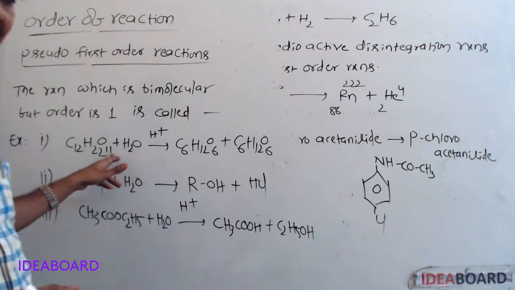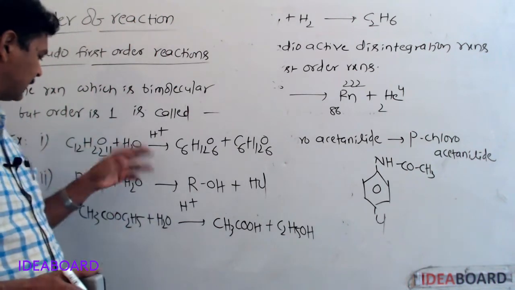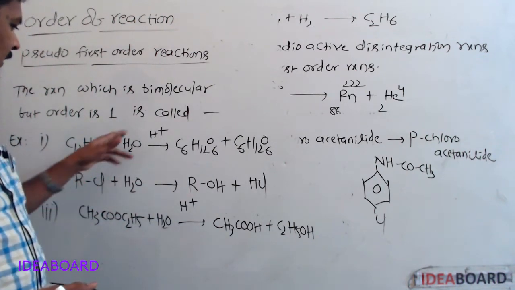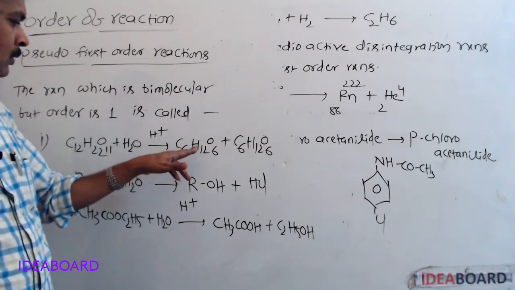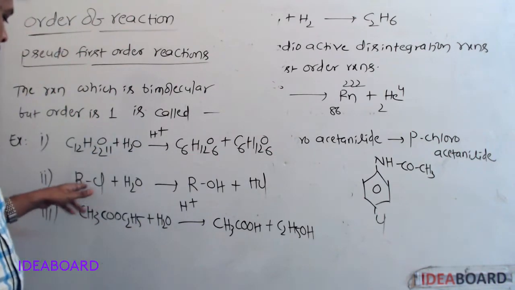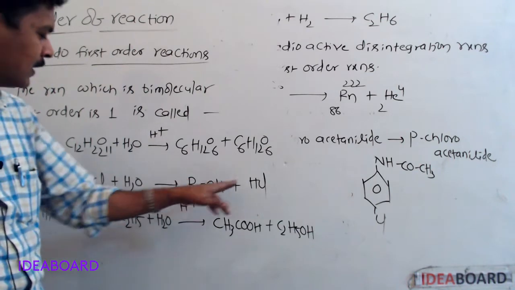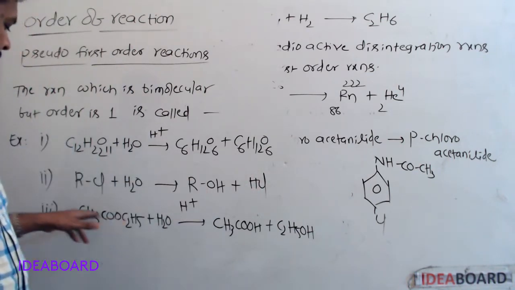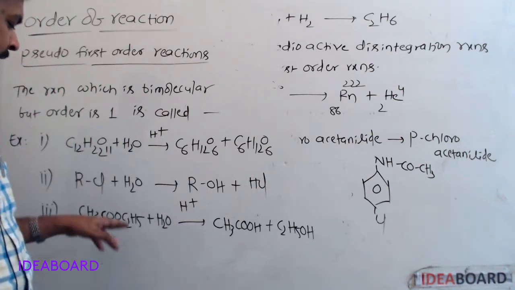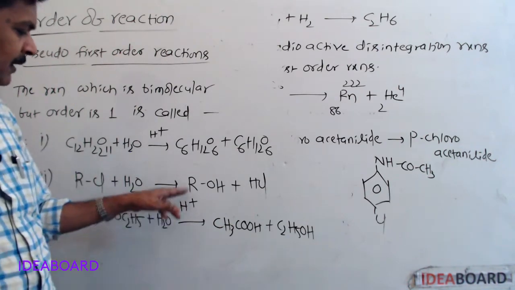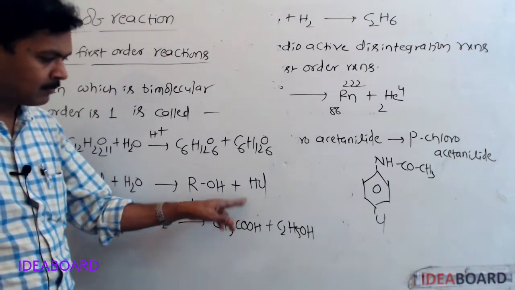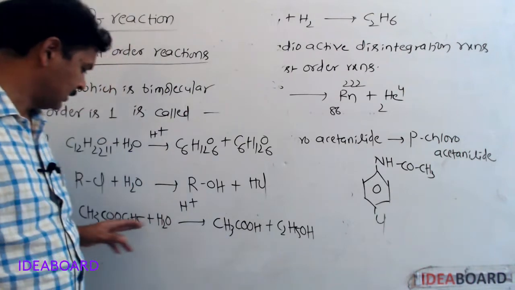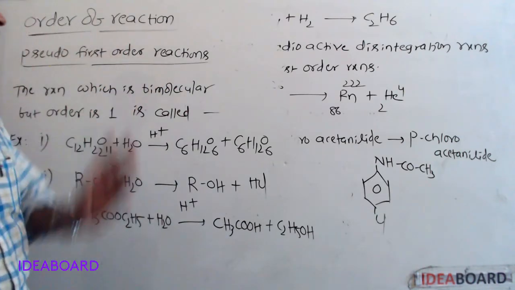See, first one, hydrolysis of sucrose. Sucrose on hydrolysis, glucose plus fructose are formed. Alkyl chloride on hydrolysis, alcohol plus HCl. Ethyl acetate, this is an ester. On hydrolysis, in the presence of acid, carboxylic acid plus alcohol are formed. All these are pseudo first order reactions.